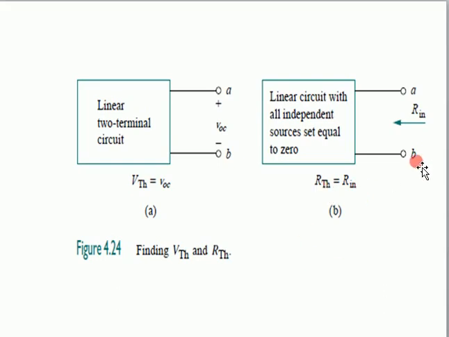By doing this, we make the independent sources equal to 0. So we will find the R in, meaning the R equivalent or the total resistance from these two terminals A and B, having no independent source in the circuit, and then we say that R Thevenin is equal to R in, the input resistance here. So that's how we will find the V Thevenin and R Thevenin.